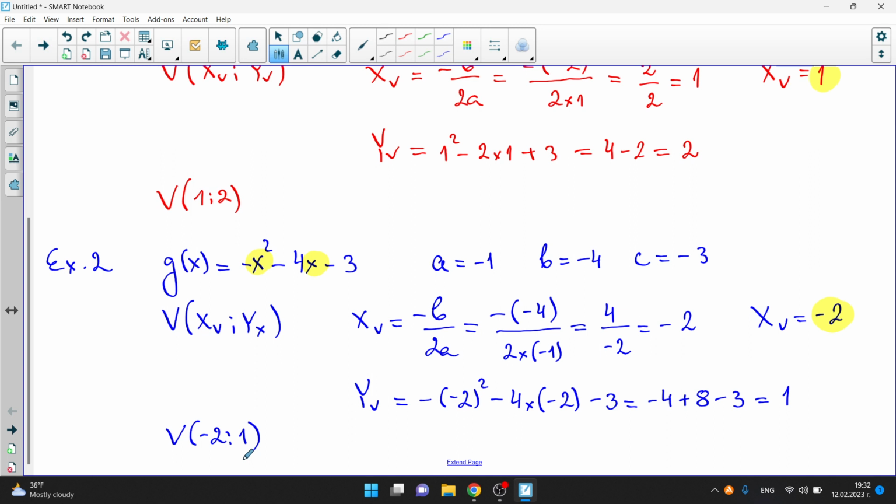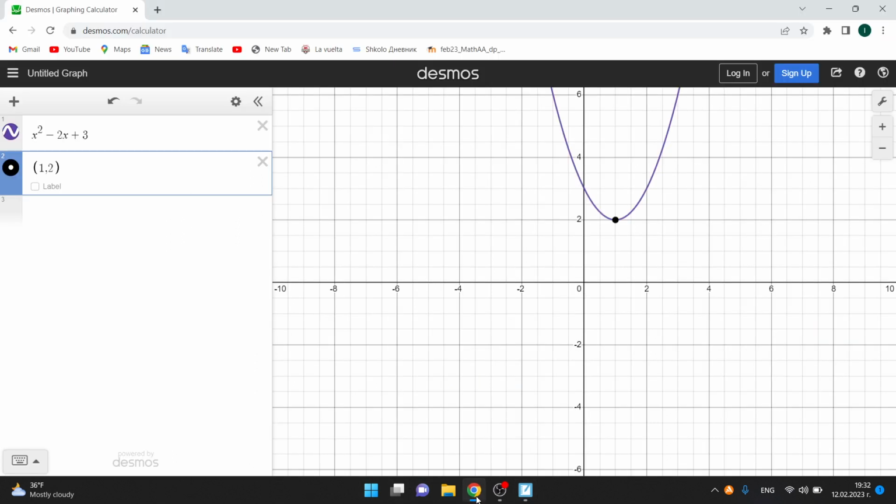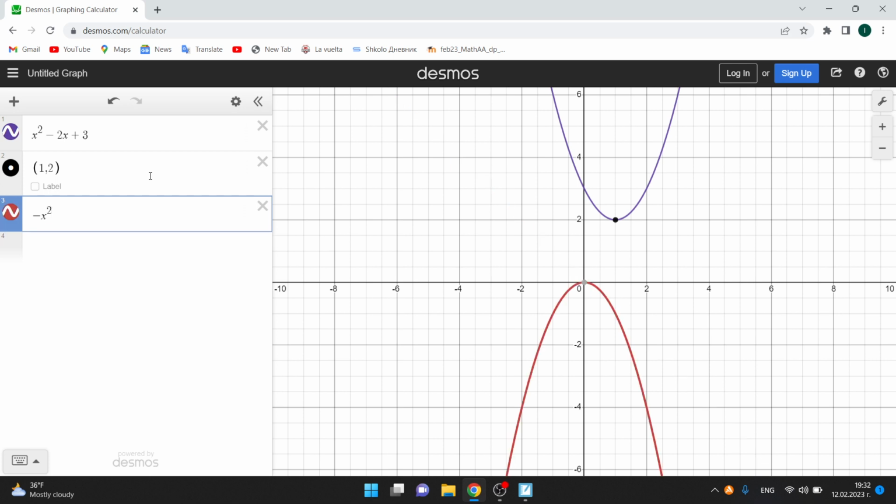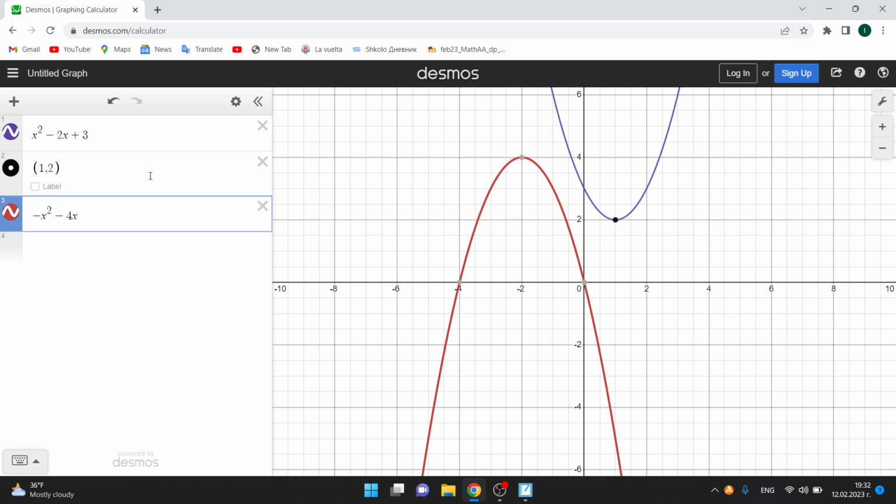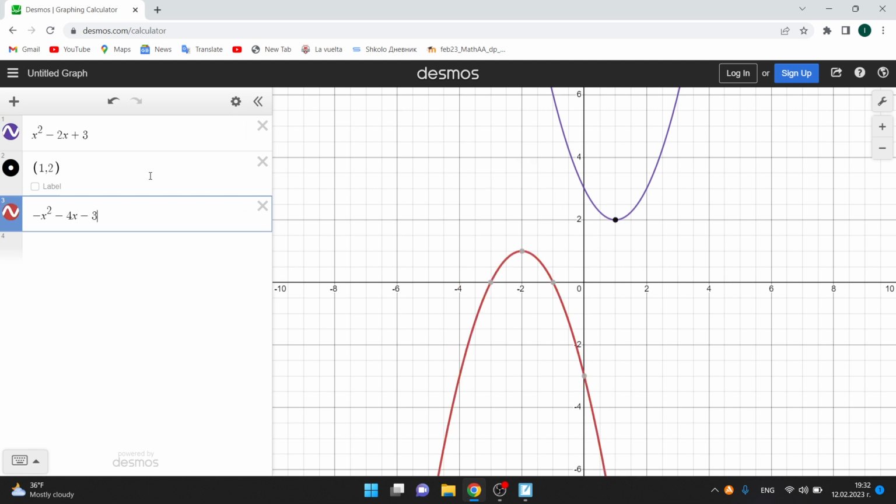Let's show this again. We have the function minus x squared minus 4x minus 3, and the coordinates of our vertex are minus 2 and 1.